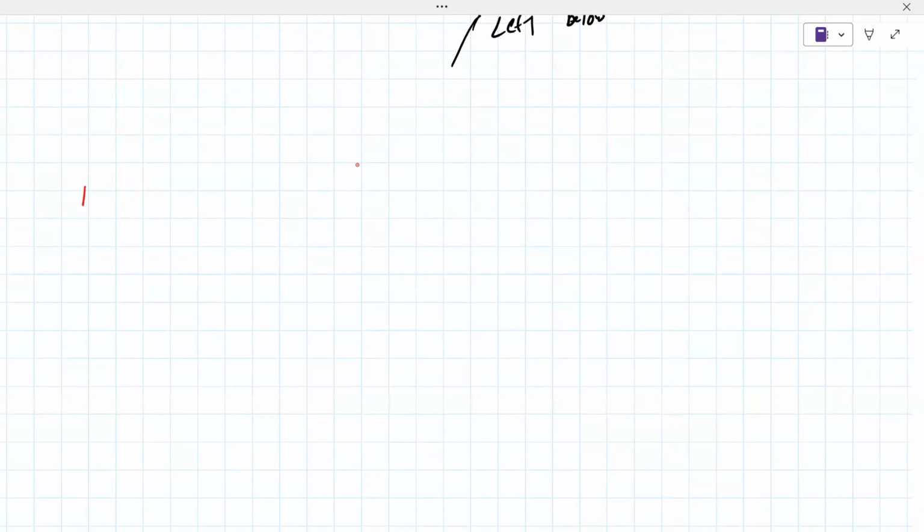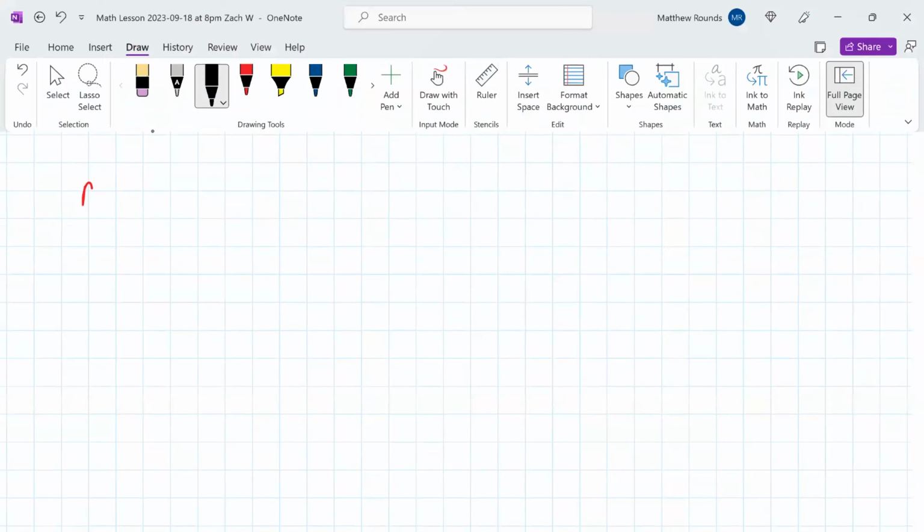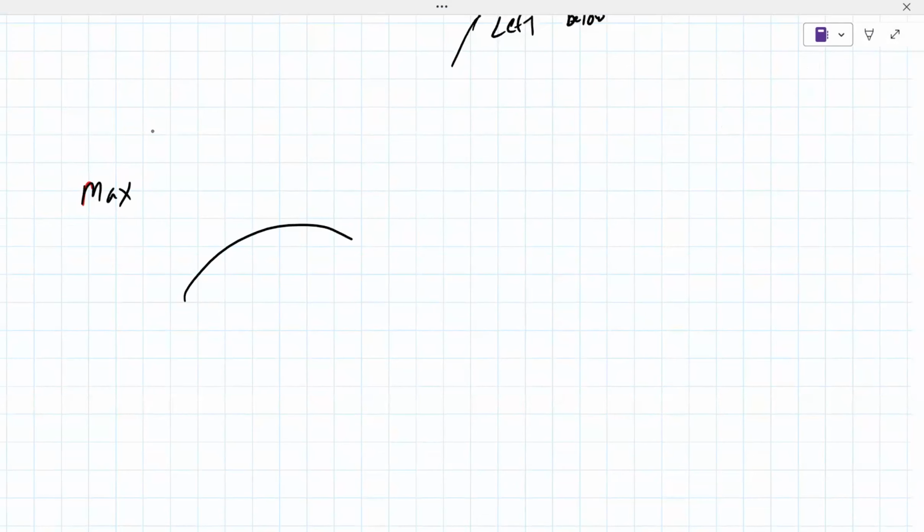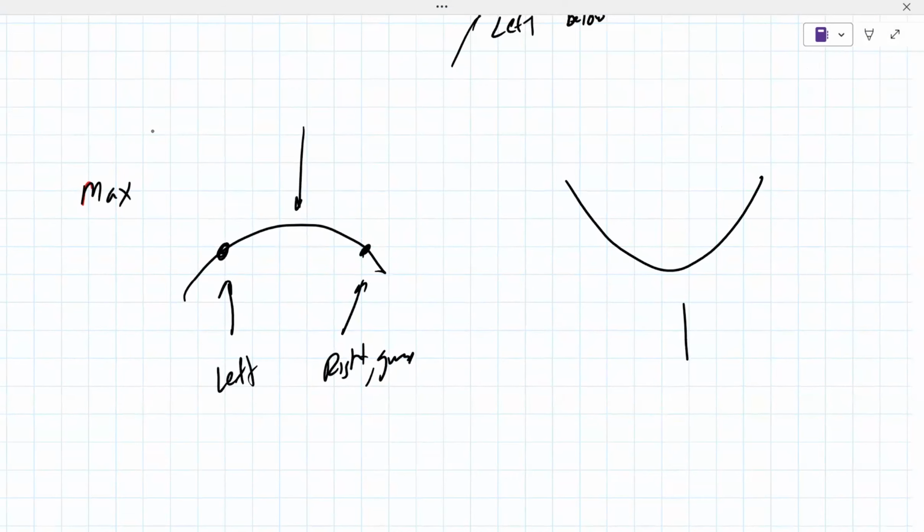All right, so again, for a little bit of explanation, see your notes. For the max, we know the max is there. That's left of it, that's going to be right of it, and that's also your guess. You can do the same thing for a min. There's the min: left, right, guess. Left, right, guess.